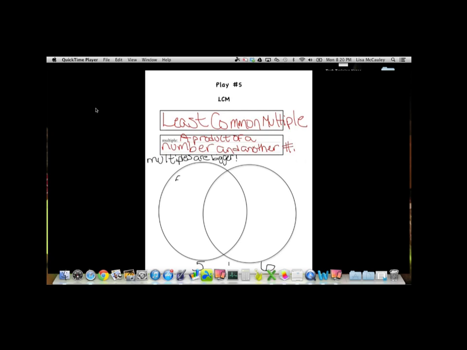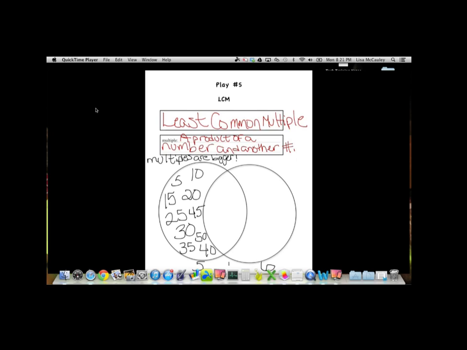5 times 1 is 5. 5 times 2 is 10. 5 times 3 is 15. 5 times 4 is 20. 5 times 5 is 25. 5 times 6 is 30. 5 times 7 is 35. 5 times 8 is 40. 5 times 9 is 45. You get the idea, and I could go on and on and on. Multiples are infinite, so I could list forever.